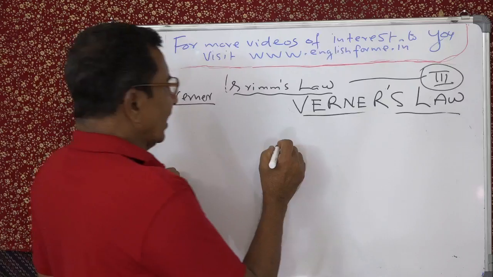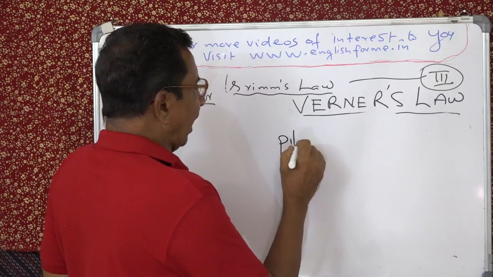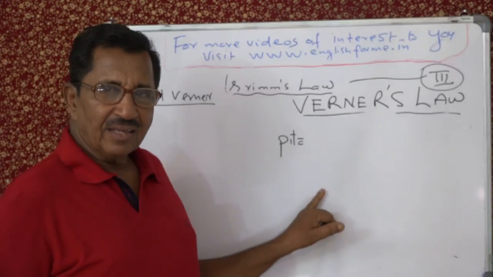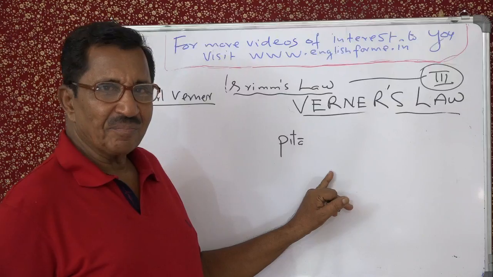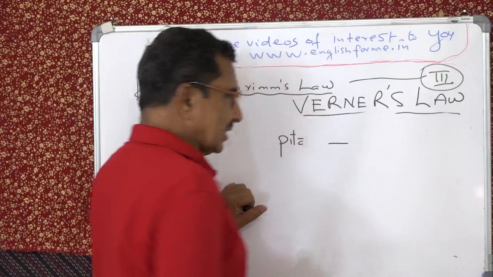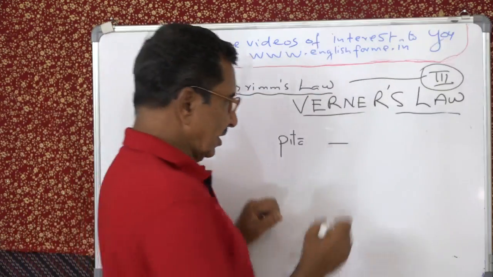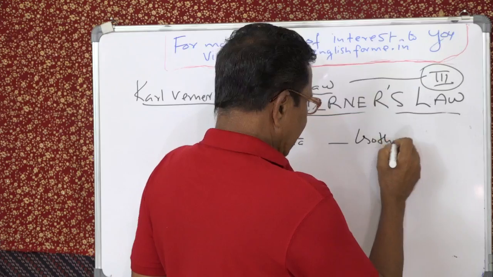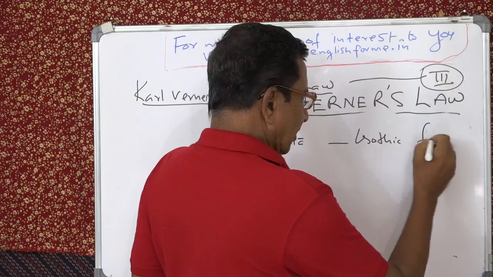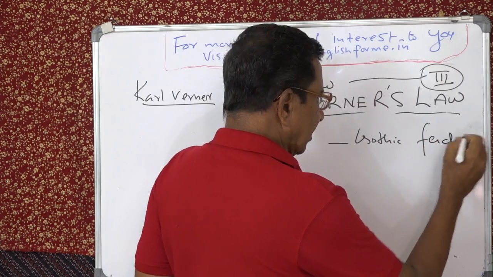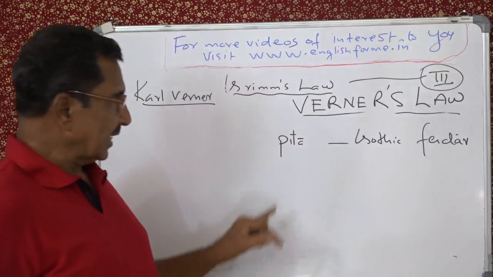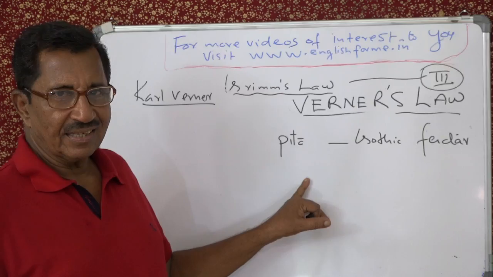So for example, in Sanskrit you have pita. The stress is on the second syllable, pita, there are two syllables. And in Gothic, not exactly English, Gothic, which is one of the minor branches of Germanic, they have got the word fadar. They don't say father. So again here the problem comes.